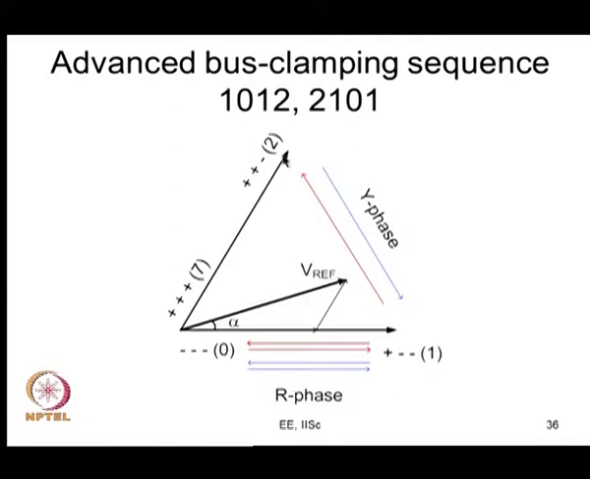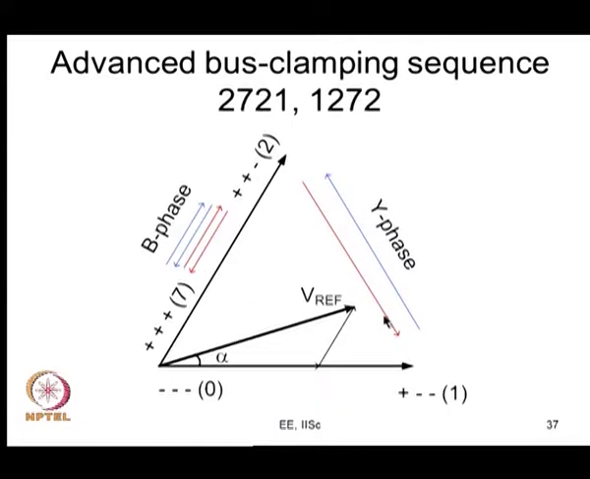The same way you can also look at 2 7 2 1, that is what is illustrated here. You stay here for t2 by 2 seconds, go here, stay for tz seconds, go back and spend t2 by 2 seconds here and go here and stay here for t1 seconds. So, you are going to get the same reference vector, but now the sequence is 2 7 2 1, and you can also do 1 2 7 2 in the next subcycle. So, you can use these two sequences in alternate subcycles.